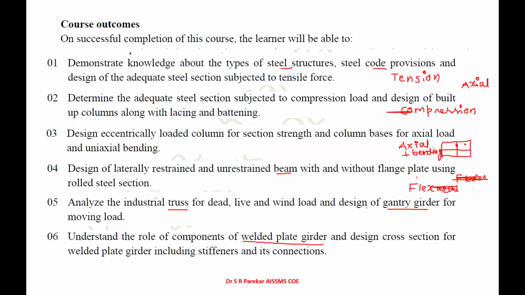Likewise, after completing unit 1 we are in a position to design tension members. Unit 2, compression members. Unit 3, eccentrically loaded columns. Unit 4, beams. Unit 5, truss and gantry girder, and unit 6 we have welded plate girder.